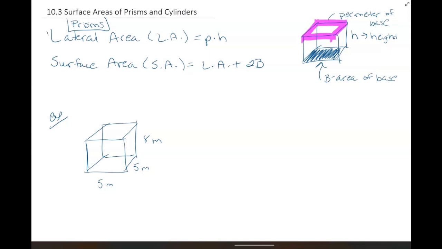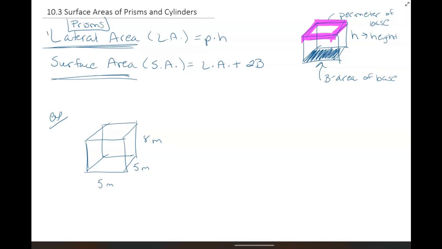In order to find the surface area of a prism, we actually need two areas, and this helps us organize our information. So we need what's called the lateral area, which I'm going to abbreviate LA, and that is simply the perimeter of the base times the height. You can see that over here in my figure. The purple here is outlining the perimeter of the base, and the H, of course, is the height of the figure. And then we're going to use the lateral area to find the surface area.